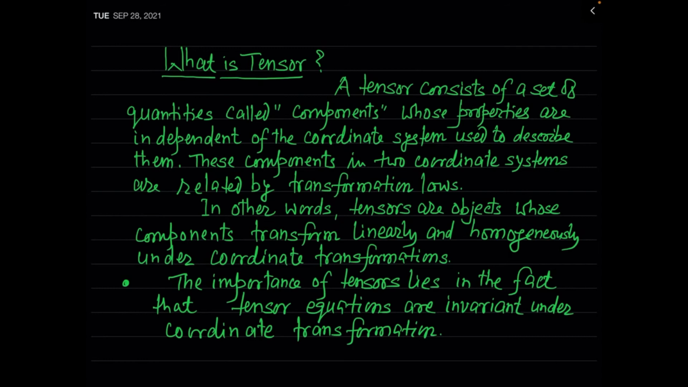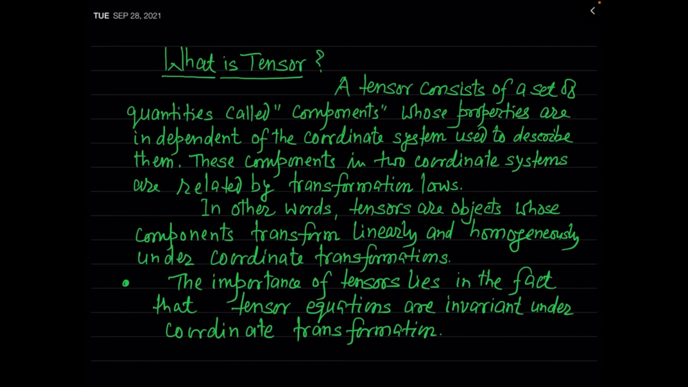In fact, when you say tensor, actually a tensor consists of a set of quantities, and those set of quantities are known as components of the tensor. And the properties of the components of a tensor are independent of coordinate system. When you try to describe the components of a tensor in a particular coordinate system, the coordinate system does not matter. Its property remains invariant in all coordinate systems.